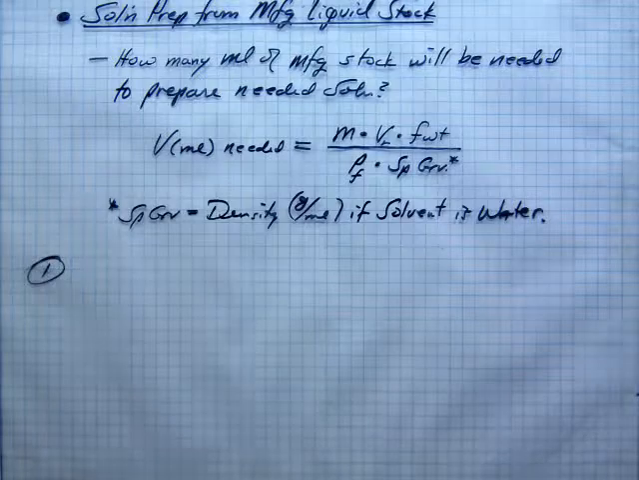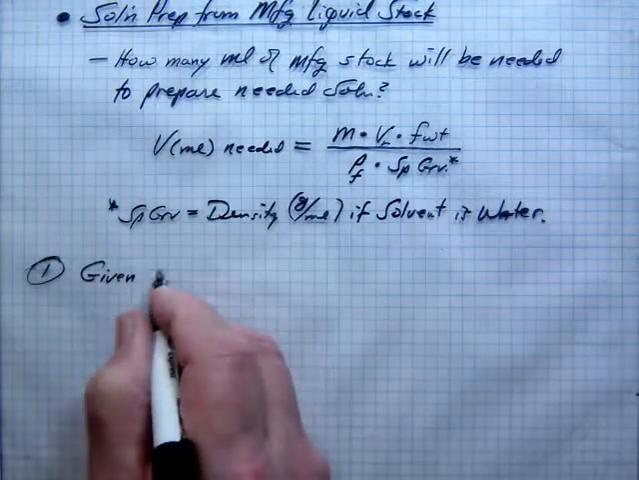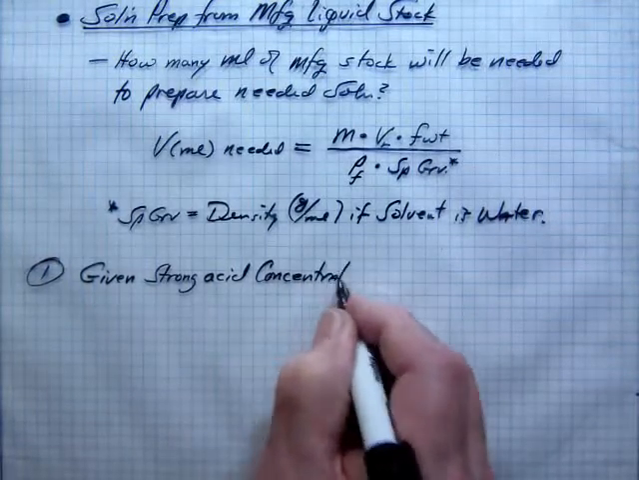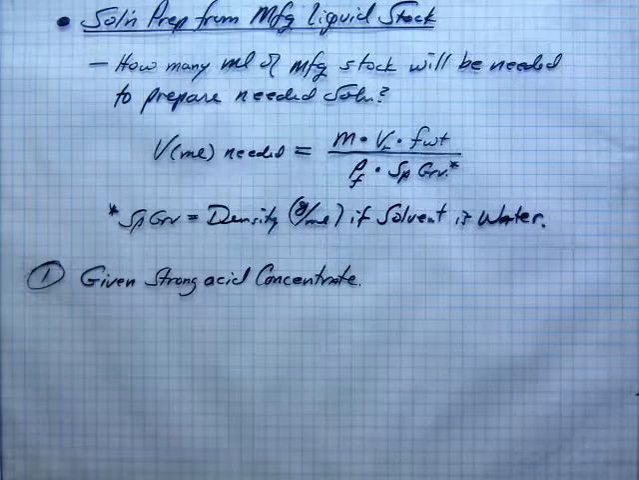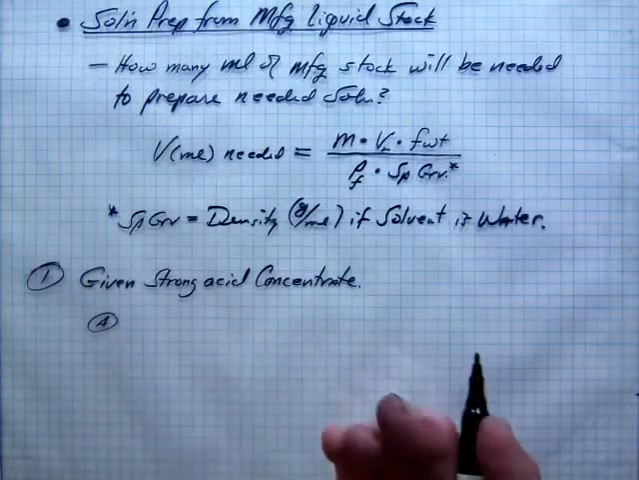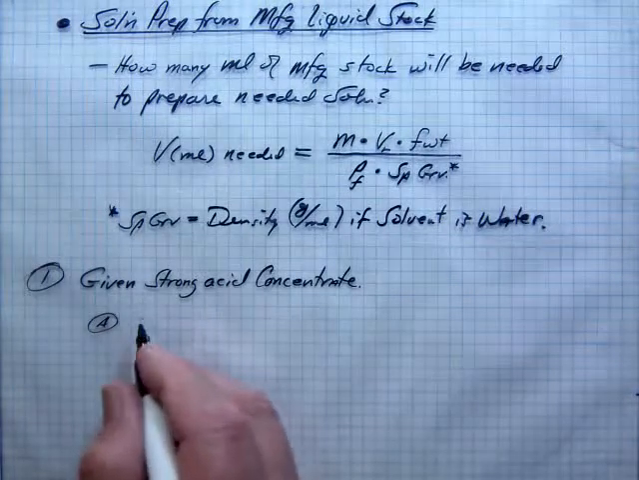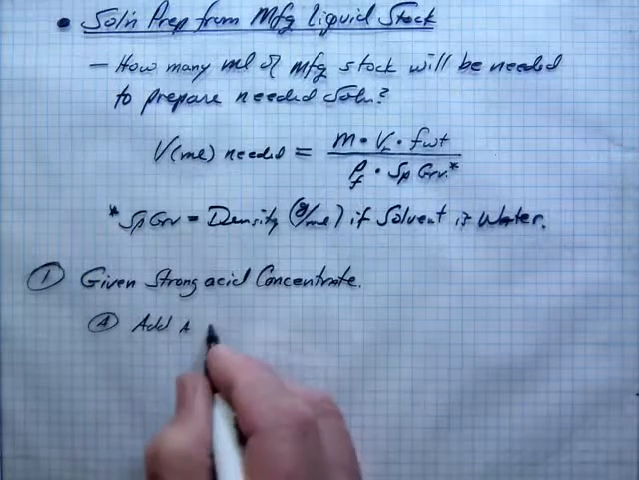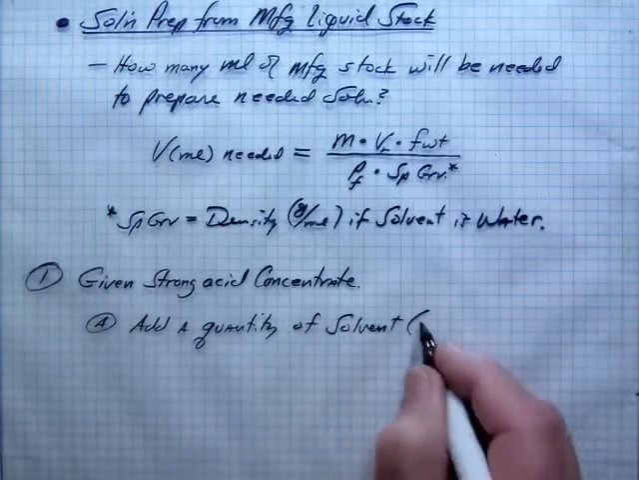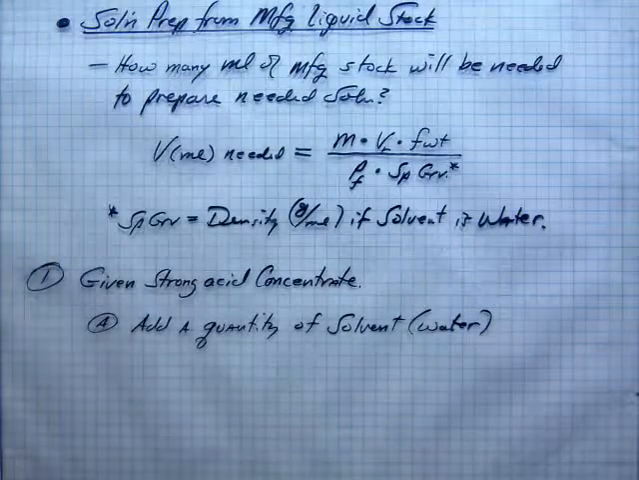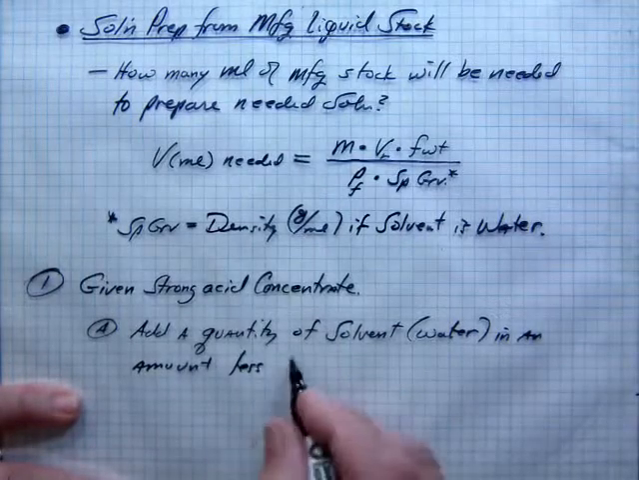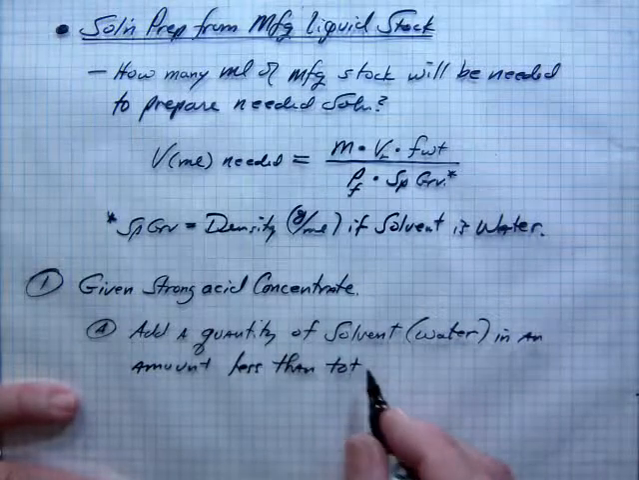Okay, well, in practice, if you're given a strong acid concentrate and you want to follow a certain prescription of mixing this together, after determining the quantity in milliliters that you need, first you add a quantity of solvent, water, and an amount less than the total volume of solution needed.